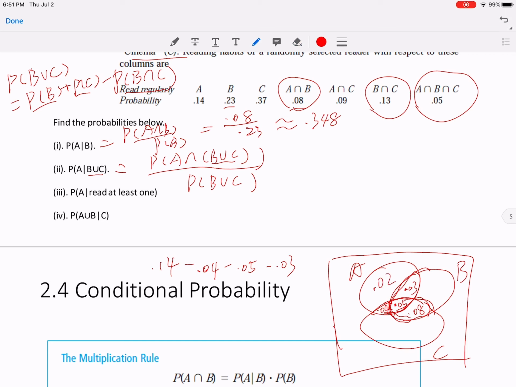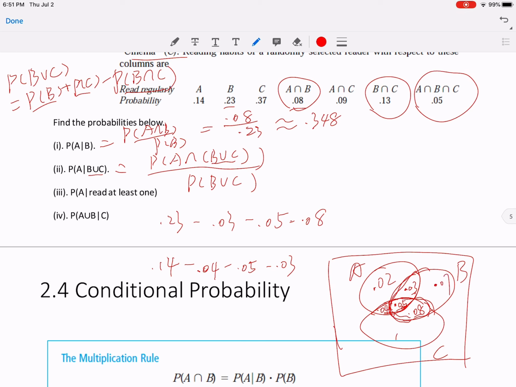0.02. And then what about this part here? This part over here would be equal to the probability of B minus the 0.03, 0.05, and 0.08 over here. So that would be the probability of B, 0.23, minus 0.03 minus 0.05 minus 0.08. So that would be 0.07. So this part is 0.07.